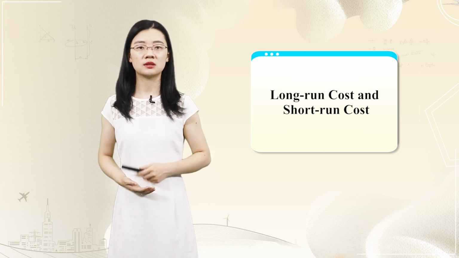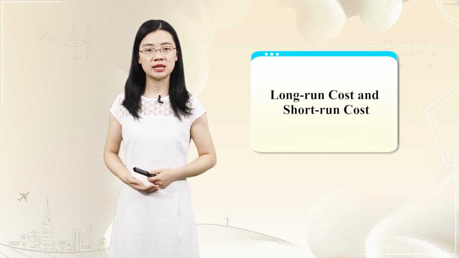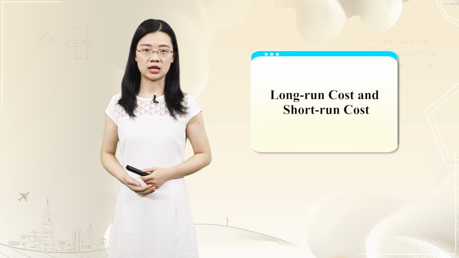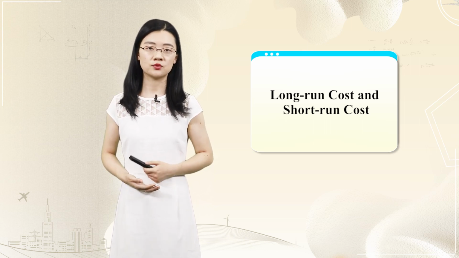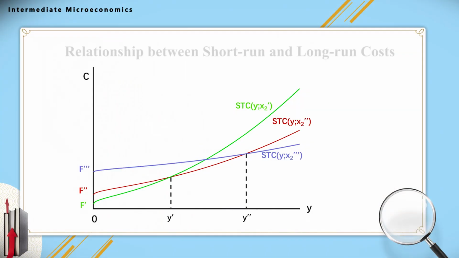Therefore, the producer's long-run production decision can be seen as choosing the optimal production scale among the numerous short-run production scales. As shown in the figure, suppose a producer has 3 short-run total cost curves, represented by the green, blue, and red curves. The intercept of the total cost curve on the vertical axis is the fixed cost. So the 3 curves represent 3 different production scales. In the long run, producers can choose the optimal scale among these 3 scales for production.